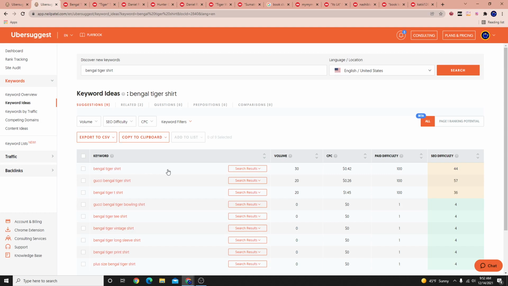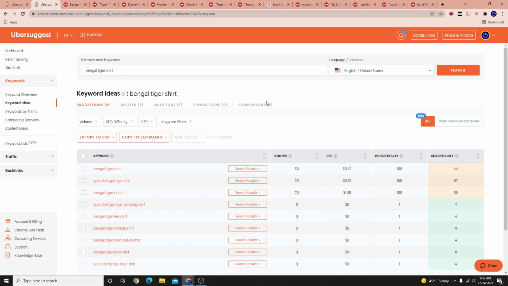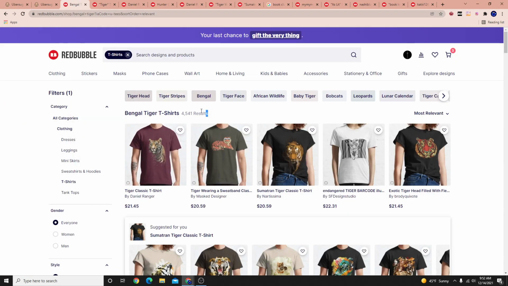For 30 search volume a month on Google, how many people from Google are actually going to click on your image? And like I said, this is the root cause of why people fail on Redbubble, because they're creating a bunch of designs that have very low search volume for the specific product, and they're doing it with a whole bunch of other competitors. So you can see here 4,000 plus results, and they're expecting to get some sales.